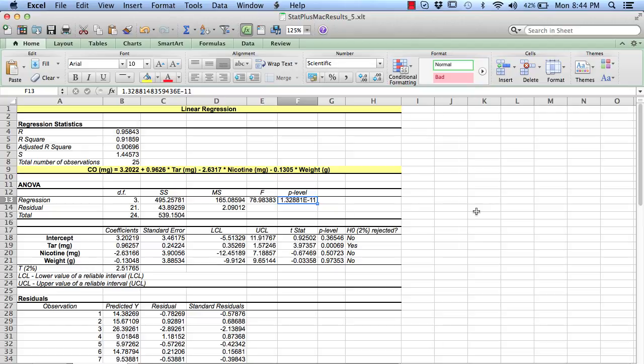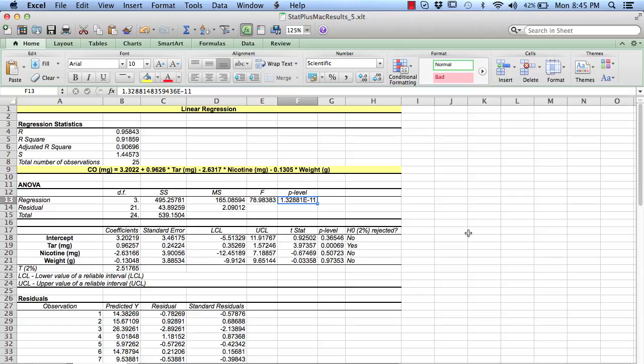So once again, small p-level, 0.05 or smaller, means that there is a strong association between your explanatory variables and the response variable. So our p-level here is way smaller than 0.05. Notice that it's times 10 to the minus 11th, so that's super, super tiny. So that's good for us.